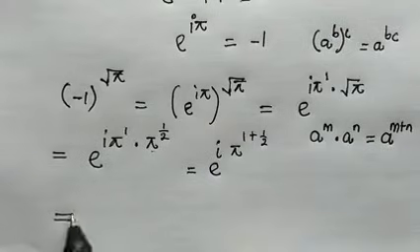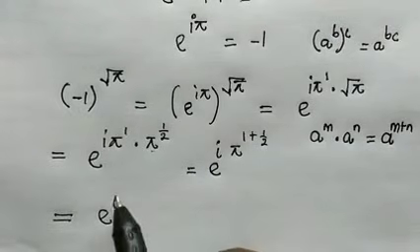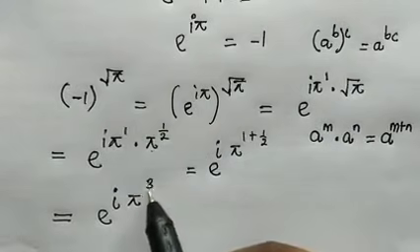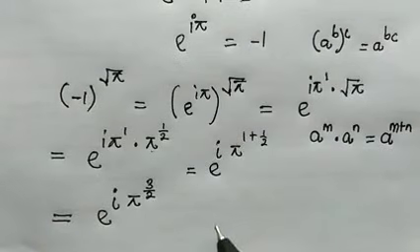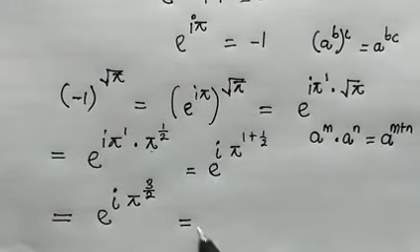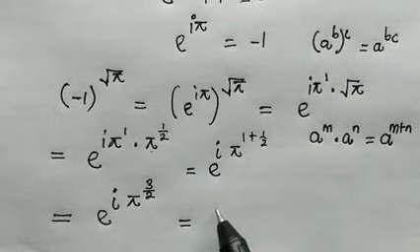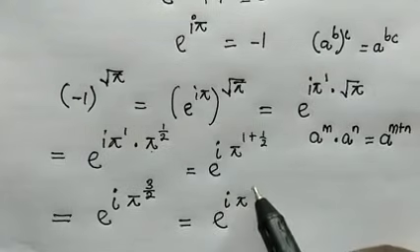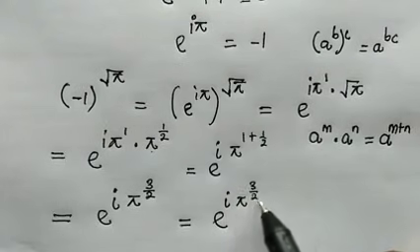In our next step, this will be equal to e to the power of i, then we have pi to the power of, that will give us 3 all over 2. Now we can rewrite as e to the power of i, then we have here pi to the power of 3 all over 2.